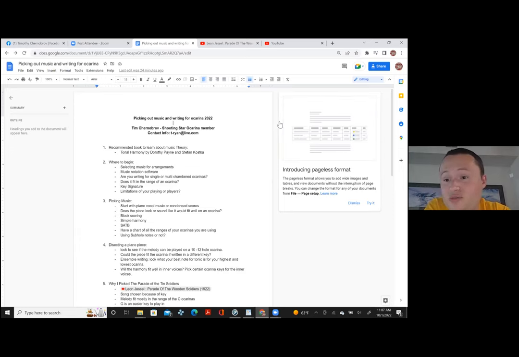Selecting music for arrangements. You're going to need to help yourself out with music notation software. Some people might write it down on manuscript paper, but one thing that really helps is having some type of music notation software. There are free versions out there for music notation software, as well as paid versions that have a lot of different perks.